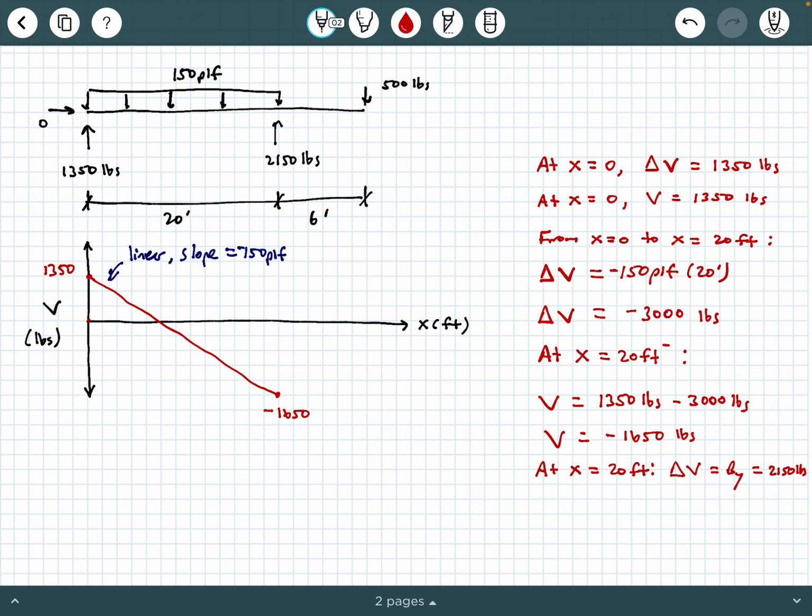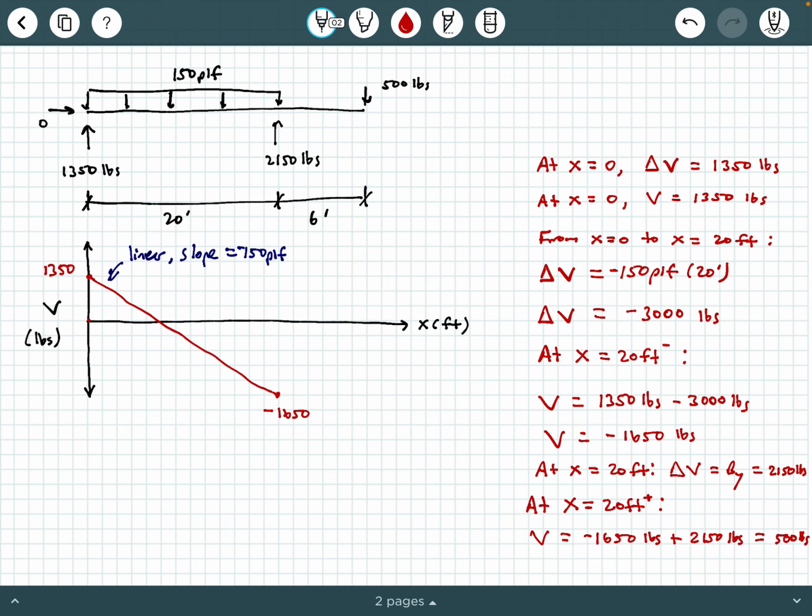So then that would mean that specifically at x equals 20 feet, just to the right, what is the shear force going to be? Well, it's going to be this negative 1650 plus 2150. Let me write this in a slightly different spot so I have more room. Let's say the shear force is negative 1650 pounds plus 2150 pounds, which should land us right at positive 500 pounds.